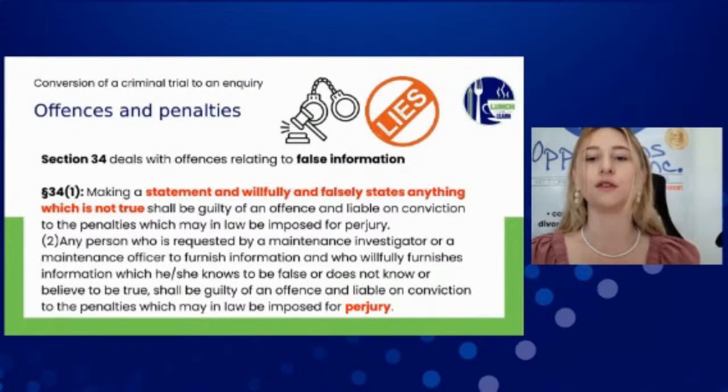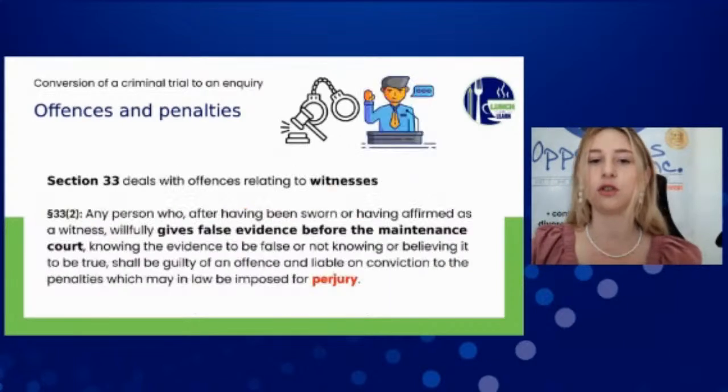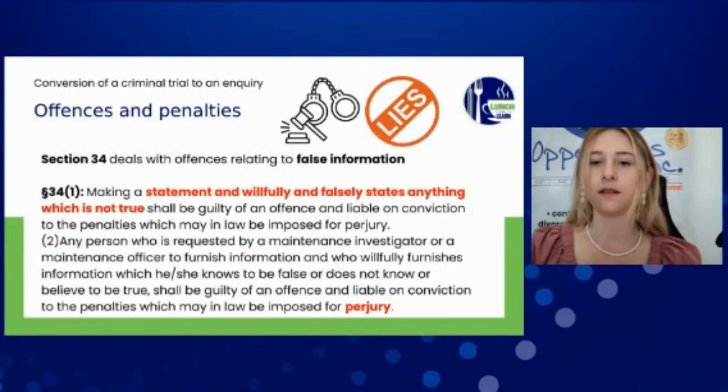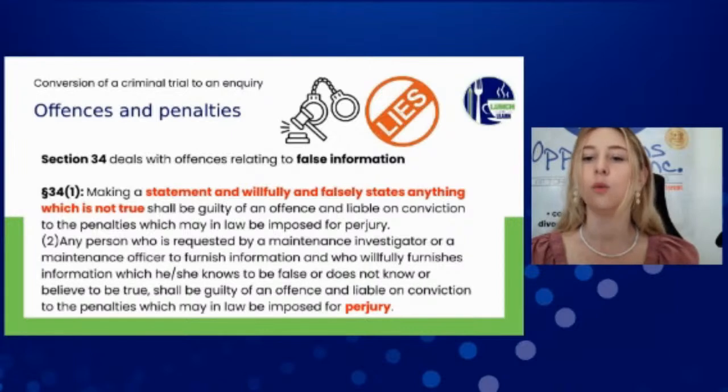Section 34 deals with offences relating to false information. So Section 33 dealt with false evidence. Section 34 deals with false information, and this section reads, making a statement and willfully and falsely stating anything which is not true shall be guilty of an offence and liable on conviction to the penalties which in law may be imposed for perjury. So just to go back, Section 33 deals with a witness who has sworn either the oath or affirmation that they will tell the truth, but then they give false evidence before the maintenance court. Section 34 deals with the false information. So making a statement, willfully and falsely stating anything which is not true. That person will also be guilty of an offence for perjury.